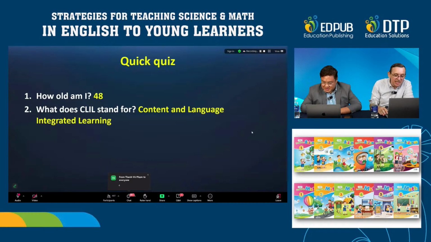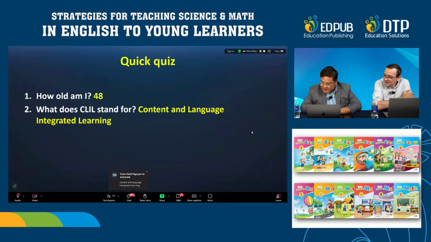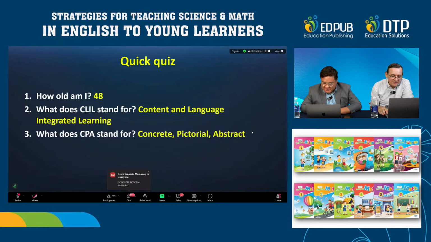Okay, what does CPA stand for? Here comes question number 3. What does CPA stand for? Content and language... Oh, concrete. Concrete, pictorial, abstract. Excellent. Very good.